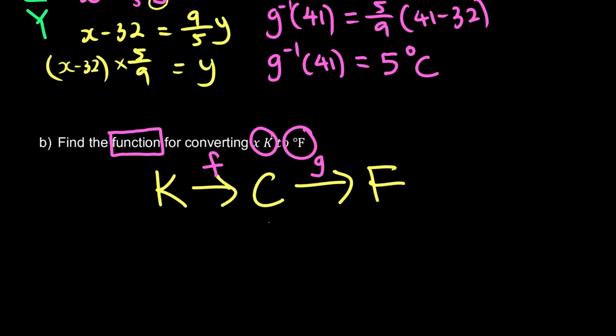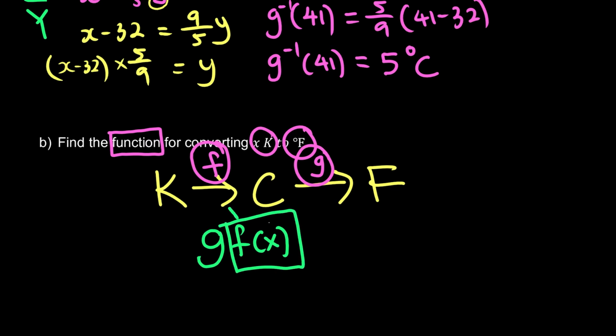So which one goes first? We need to compute F first. Whatever Celsius we get, we then put it into our G function. So how we write it down is, we find the F function first. After we find our F function, we put it into G to process. So this is how we get G(F(x)). Just remember that it's reversed. We start from the back, one by one. G(F(x)).